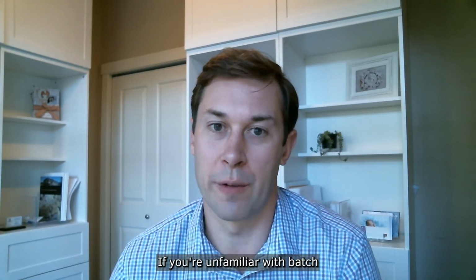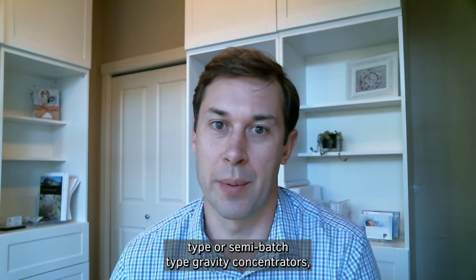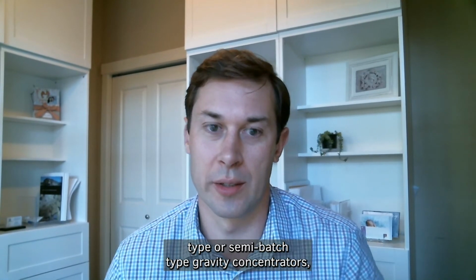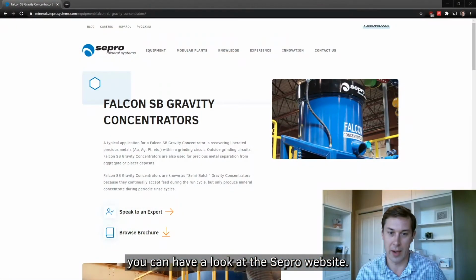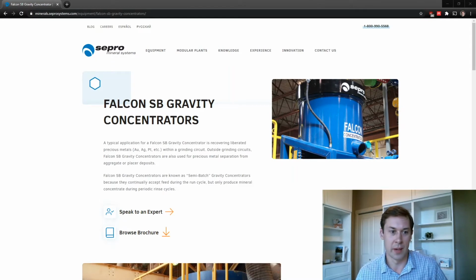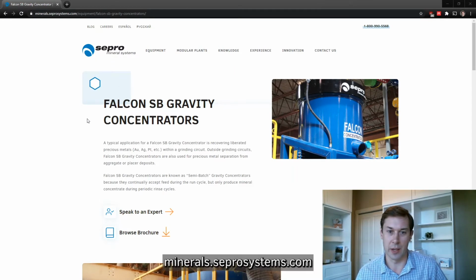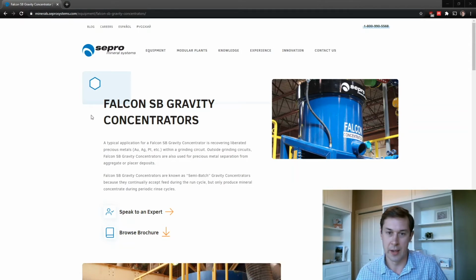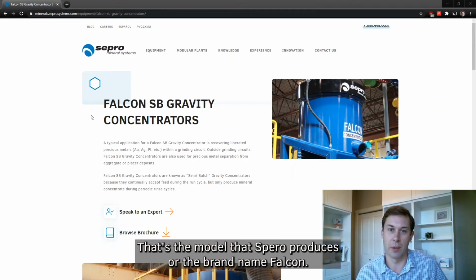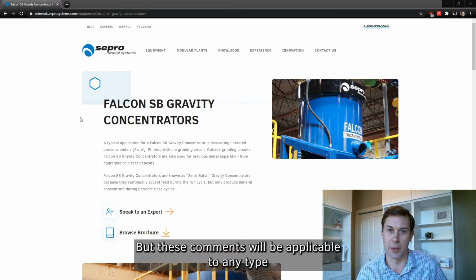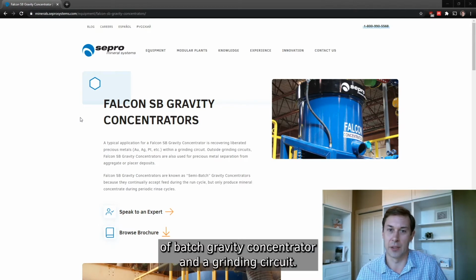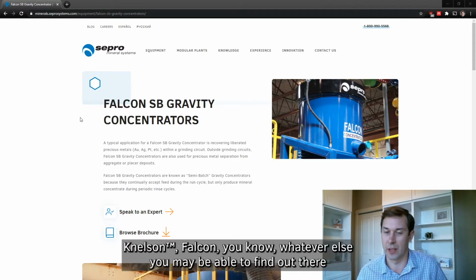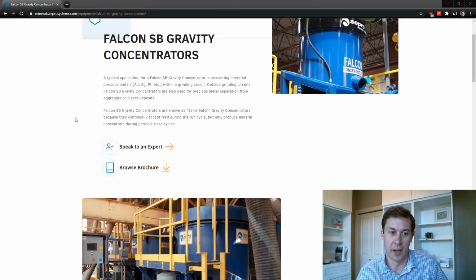If you're unfamiliar with batch type or semi-batch type gravity concentrators, you can have a look at the Sepro website, minerals.seprosystems.com. And here we have the Falcon SB Gravity Concentrator. That's the model that Sepro produces, or the brand name Falcon. But these comments will be applicable to any type of batch gravity concentrator in a grinding circuit, Nelson, Falcon, whatever else you may be able to find out there.